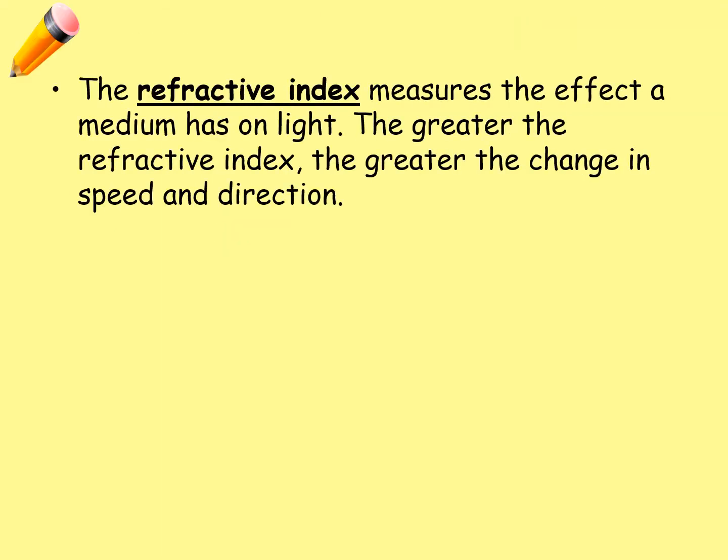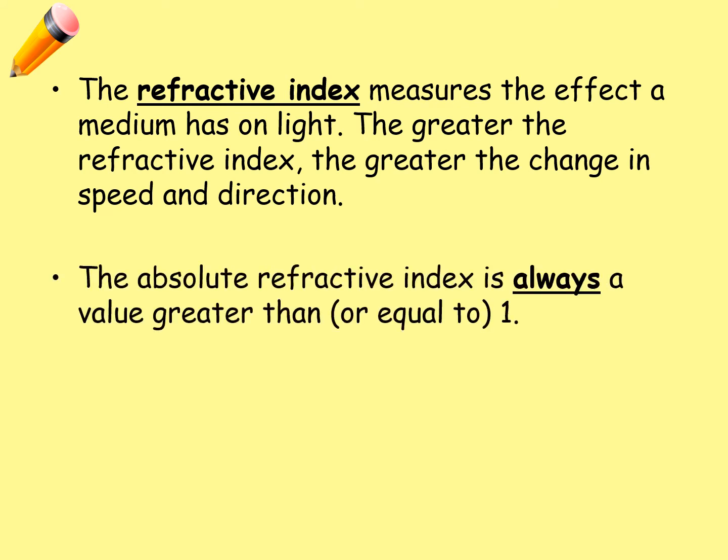The refractive index measures the effect the medium has on light. The greater the refractive index, the greater the change in speed. Remember from National 5, refraction is the change in speed of light when moving from one medium to another. So if we have light moving from air or a vacuum into a more dense medium, the refractive index will be larger and the speed of light within the material will be smaller. The absolute refractive index is always a value greater than or equal to 1.